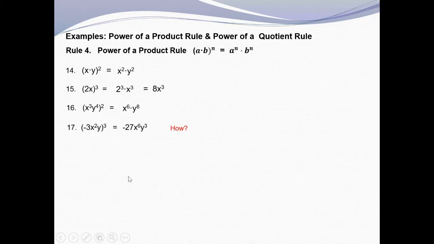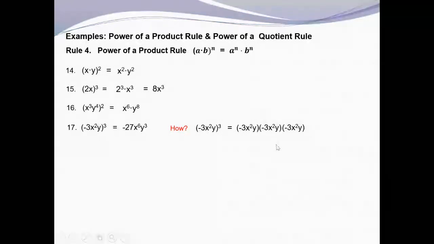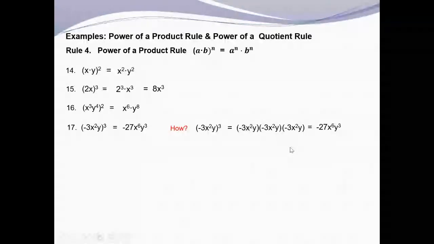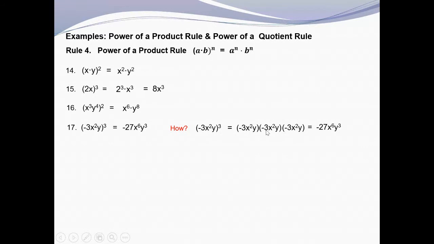But how? How do we get this? So again, if you're confused, you can always break them down, right? So this means it's going to be negative 3x squared y times negative 3x squared y times negative 3x squared y. So negative 3 times negative 3 will give us 9. 9 times negative 3 will give us negative 27. And x squared times x squared will give us x to the 4th times x squared will give us x to the 6th. And y times y times y will give us y cubed.